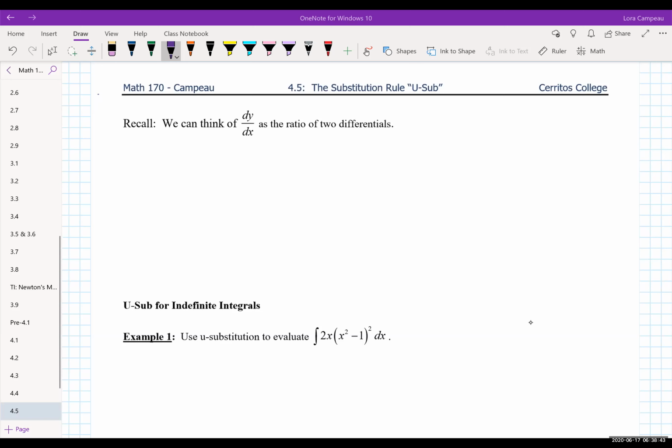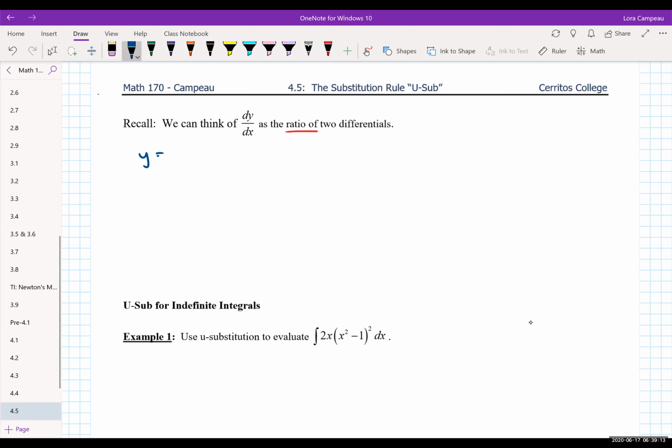So to set this up, I want to start off by reminding us that when we dealt with differentials, we used to think of dy dx as a ratio of two numbers. Since we are dealing with the notation as a ratio, it's okay when we take the derivative. Here's an example really quick.